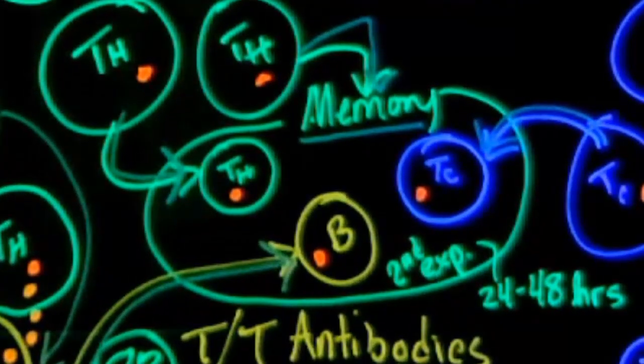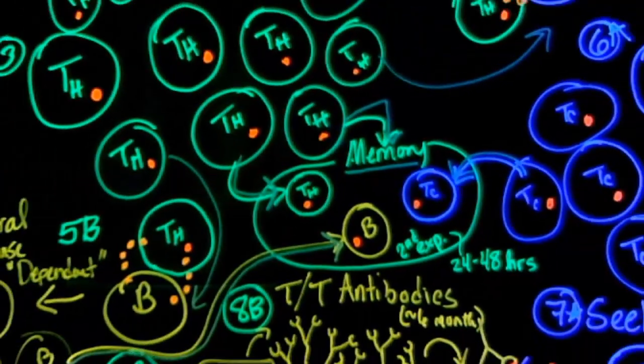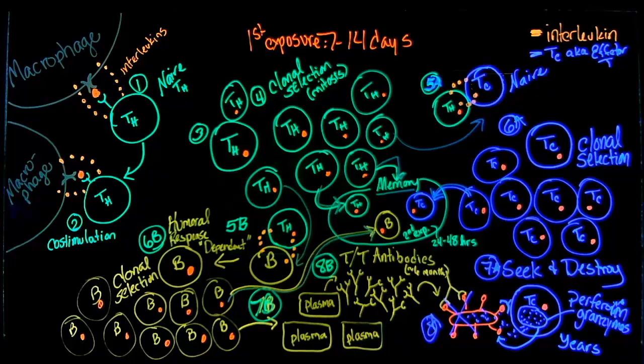That happens much, much faster than this whole process of T helper cells learning information from a macrophage with their interleukins, clonally selecting, communicating with a different set of interleukins to the cytotoxic T cells, and those cytotoxic T cells going through clonal selection, and helper T cells activating the dependent humoral response, getting B cells to start their activity, clonally selecting, making plasma cells, creating antibodies. This memory component allows for a much more rapid response if that antigen, the red ball antigen, is ever seen again.